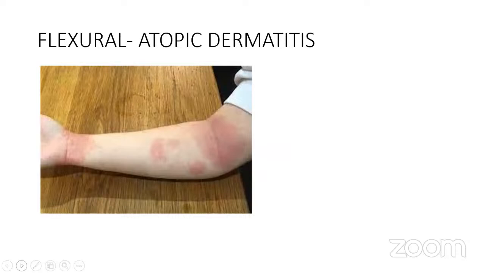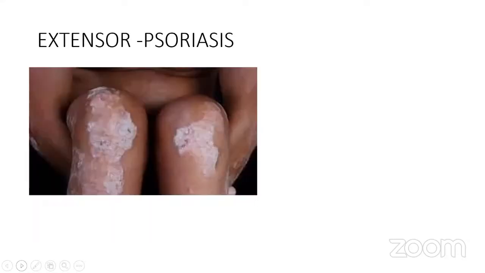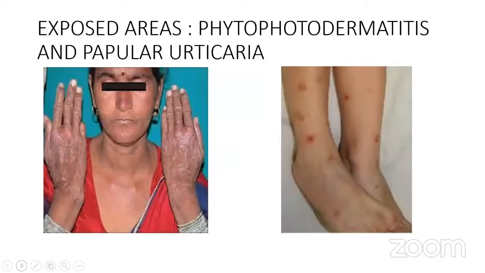Atopic dermatitis usually involves the flexures, whereas psoriasis usually presents on the extensors. It's usually because, one, extensors are dry, and second, they're more exposed to trauma, so keratinization happens. Then exposed areas: when a patient comes with dermatitis on the exposed areas, it's mostly phytophotodermatitis, an allergy to sunlight and to pollen and plants. In India, mostly it is the Parthenium plant.